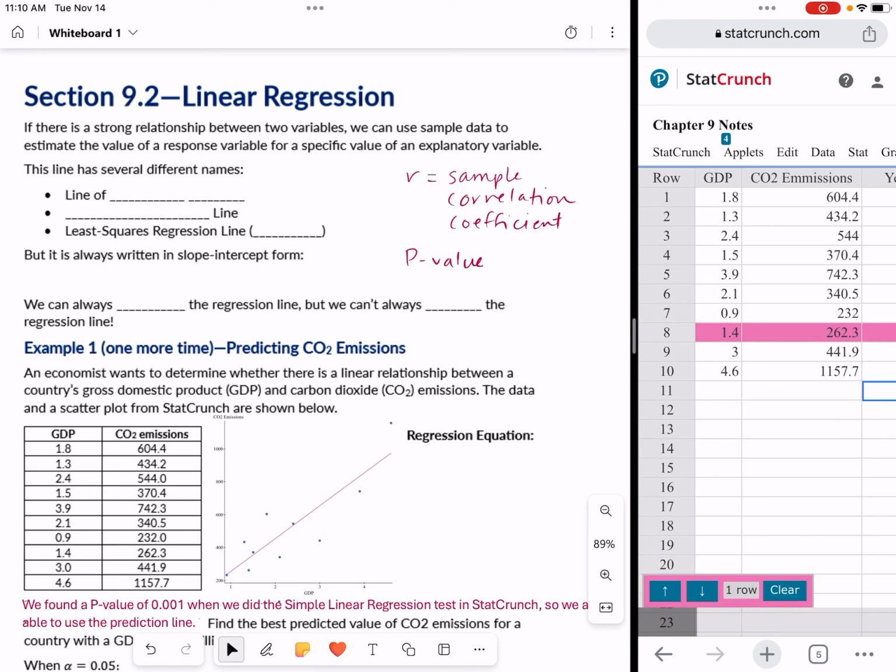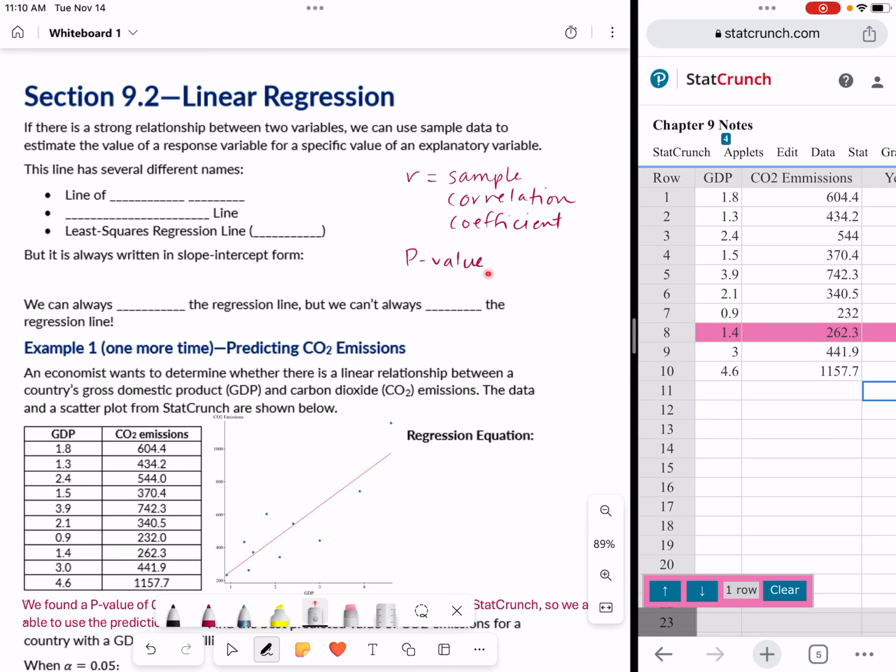Hey everyone, I wanted to go over a little bit in more detail for this section 9.2 notes when we were talking about linear regression. In section 9.1, we talked about this idea of sample correlation coefficient and this R that we're finding when we use StatCrunch, and how we can then also use the p-value to determine whether or not we actually have a strong enough relationship.